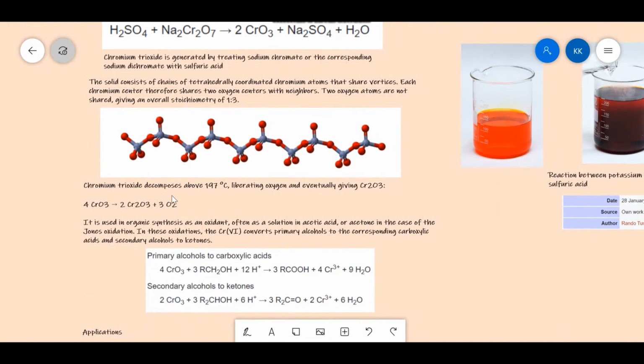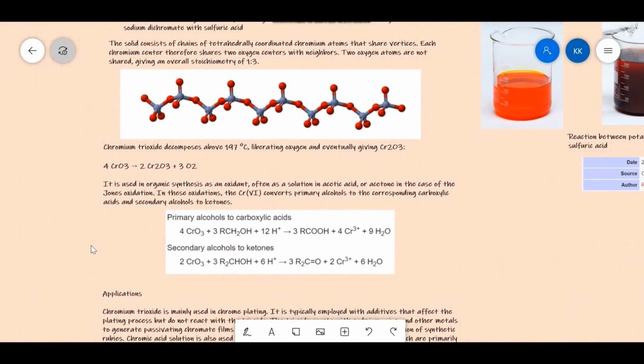Chromium trioxide decomposes over 197 degrees Celsius, liberating oxygen and eventually giving us Cr2O3. So you can look at the reaction here, it decomposes giving us Cr2O3. Now let's look at some importance of this reagent.